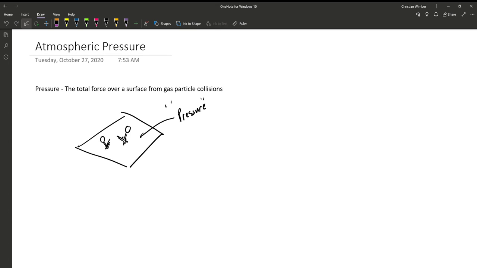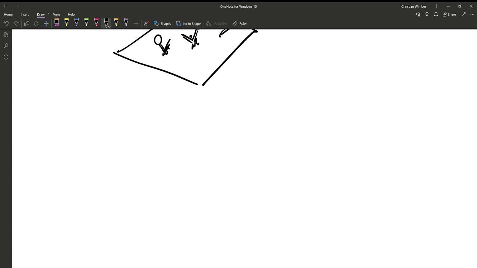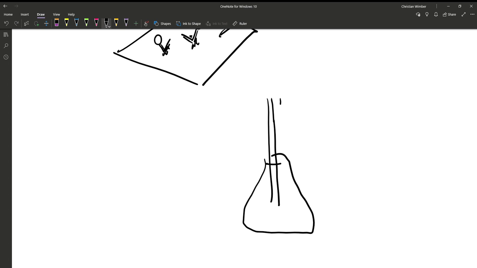So let's examine one of the demonstrations that we've done. Let's go ahead and take our Erlenmeyer flask. So we had an Erlenmeyer flask with two straws, one that was longer and one that was shorter.